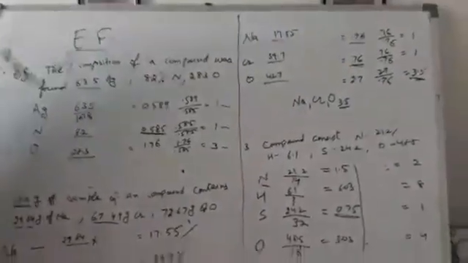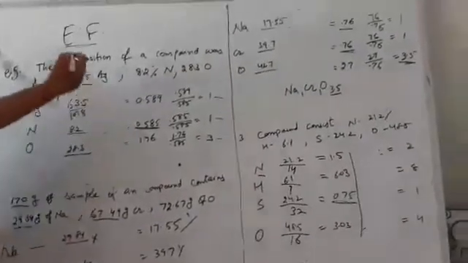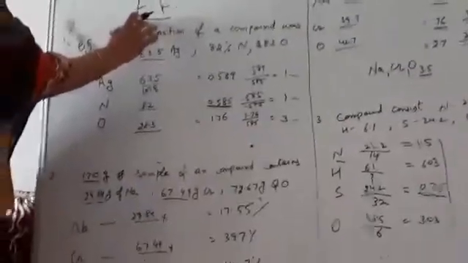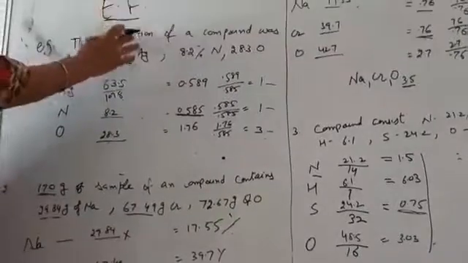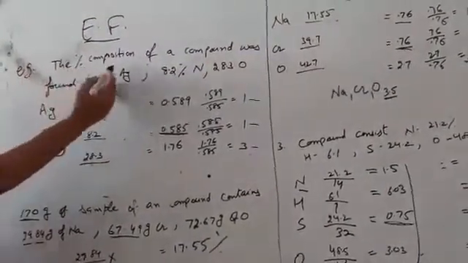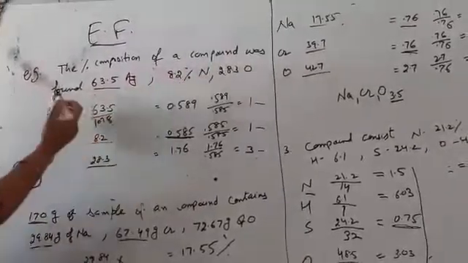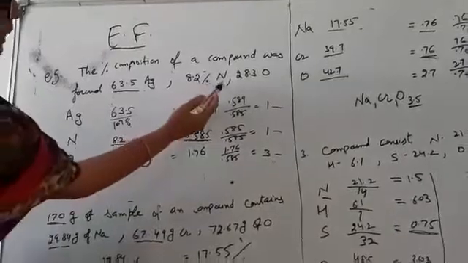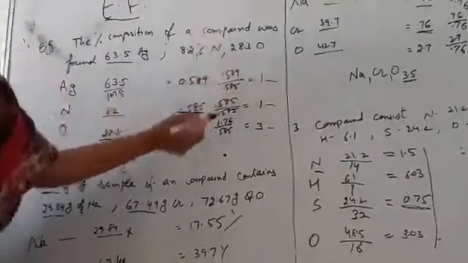Hello students, today we will do more examples of how to derive the empirical formula. The empirical formula tells us about the total number of atoms present in a compound in a ratio. The first example: the percentage composition of a compound was found to be 63.5% silver, 8.2% nitrogen, and 28.3% oxygen.